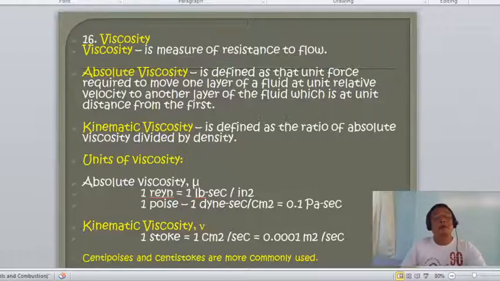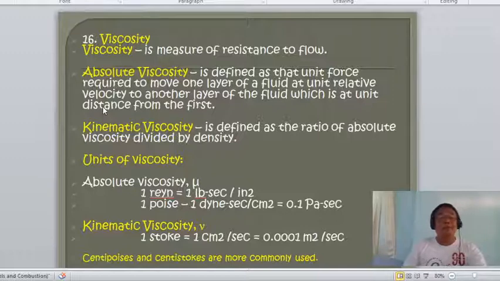The kinematic viscosity is defined as the ratio of absolute viscosity divided by its density. After knowing the absolute viscosity and dividing it by the density, we obtain the so-called kinematic viscosity.